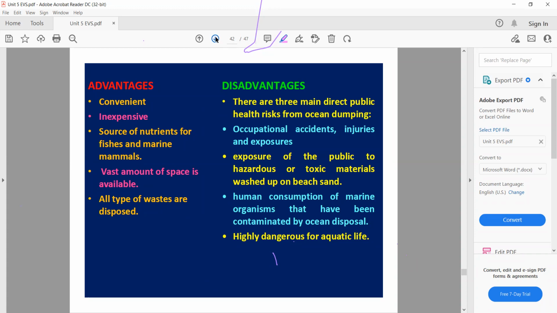Disadvantages: there are three main direct public health risks from ocean dumping: occupational accidents, injuries, and exposures. If there is a lot of ocean dumping, it can cause a lot of accidents in the ocean. Exposure of the public to hazardous or toxic materials washed up on the beach sand. The waves will bring it onto the sand and human beings will be exposed to that, correct? Human consumption of marine organisms that have been contaminated by ocean disposal, fine.